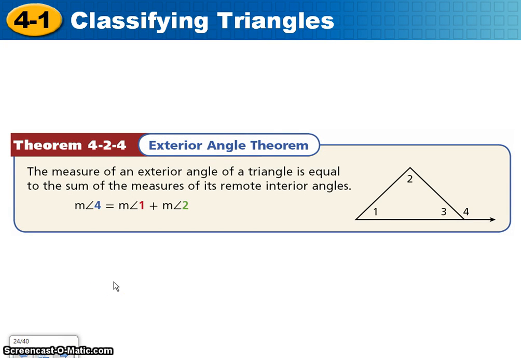These are used in what's known as the exterior angle theorem, which says that the measure of the exterior angle of a triangle, like angle 4, is equal to the sum of the measures of its two remote interior angles, in this case angles 1 and 2. So the measure of angle 4 is equal to the measure of angle 1 plus the measure of angle 2. And we're going to prove it next.